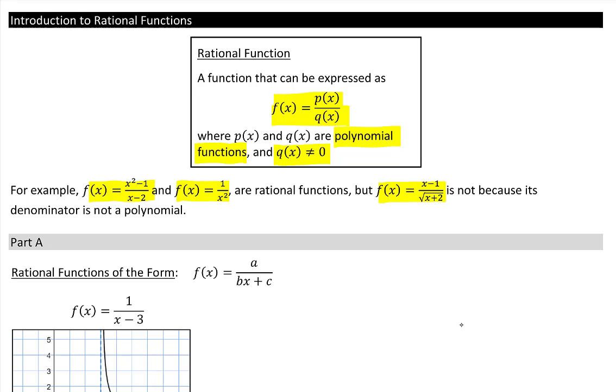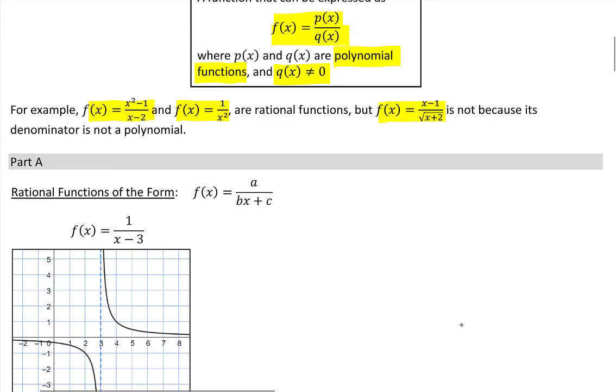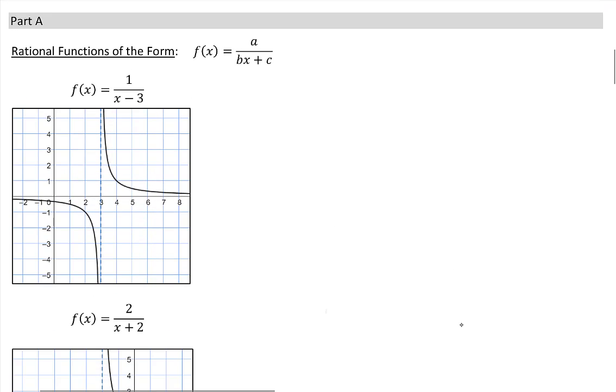x minus 1 over the root of x plus 2 is not a rational function because the denominator is not a polynomial. So in this investigation, we're going to take a look at 3 types of rational functions. So please pause the video, and then once you've tried the questions, come back and check your work.